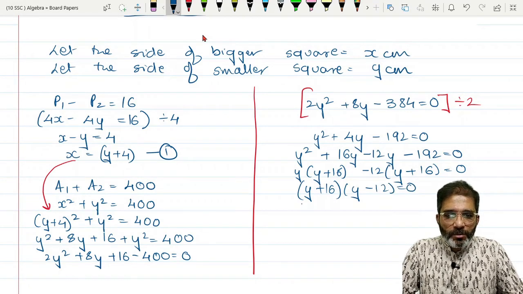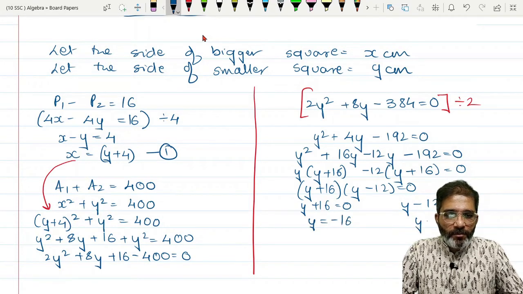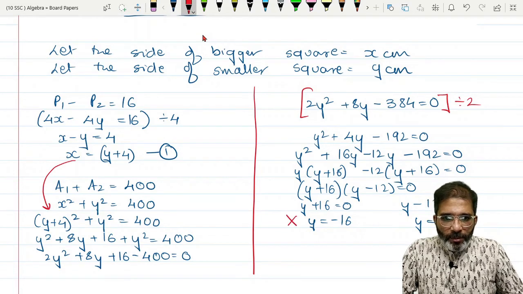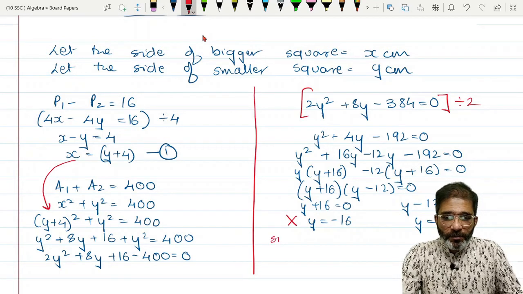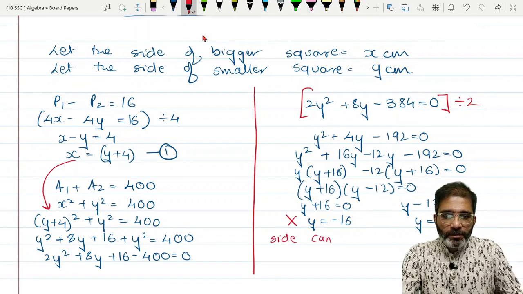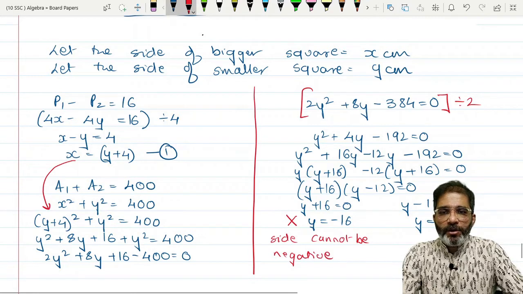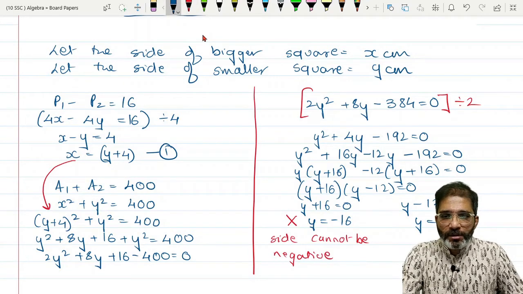So y plus 16 equal to 0, y minus 12 equal to 0, so we get y equal to minus 16 and y equals 12. Now y equal to minus 16 is not possible. Why? Because it is the side of the square. So we just write over here, side cannot be negative. So we cannot take the value of y as minus 16, but we can take the value of y as 12. So if y is 12, what will be x?